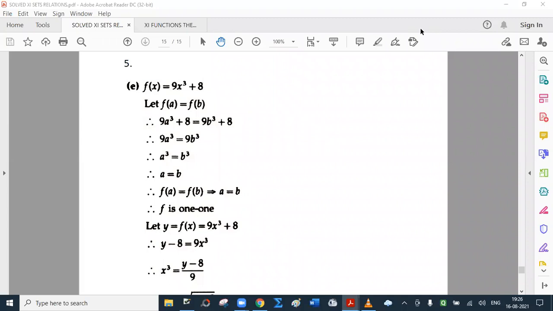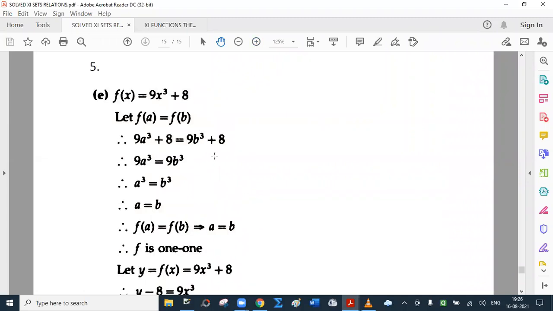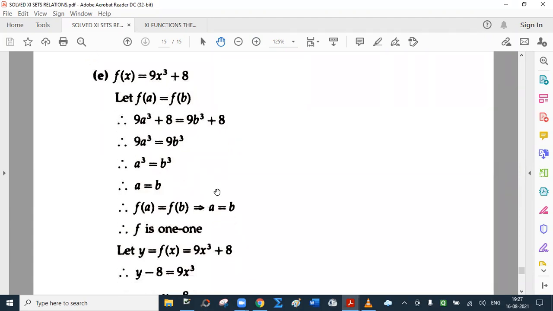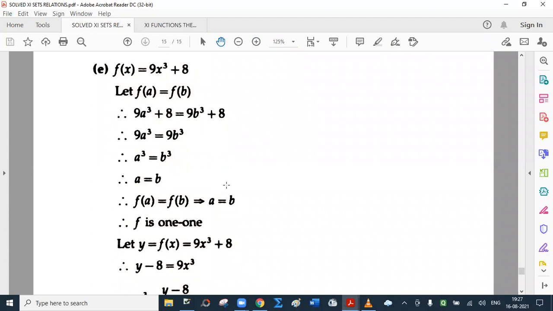Now E part, f(x) is what? 9x cube plus 8. Let me explain first, but please do write the solution after the lecture. Let f(a) be f(b). So 9a cube plus 8 is 9b cube plus 8. That is a cube equal to b cube. So a is b. I hope you won't say equal to plus minus b. Cube of minus b is not b cube, it is minus b cube. So f(a) equal to f(b) implies a equal to b. So clearly the function is one-one.